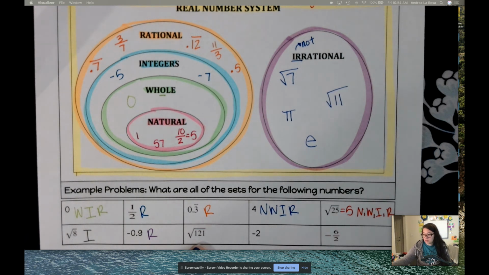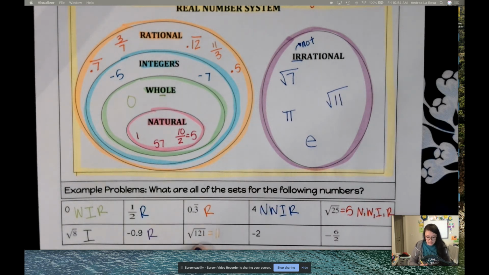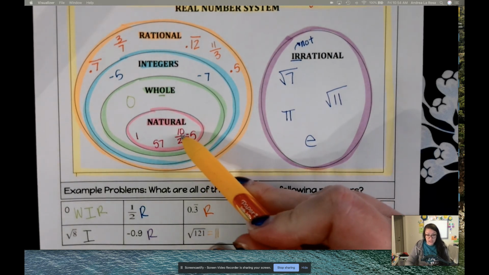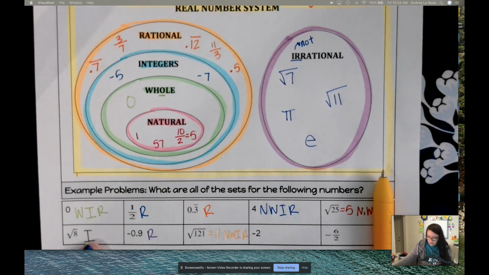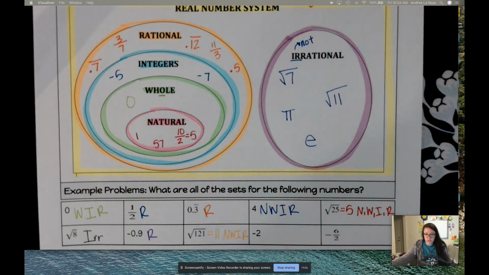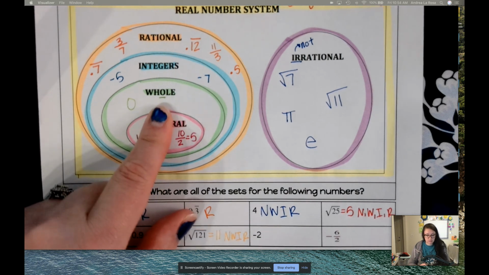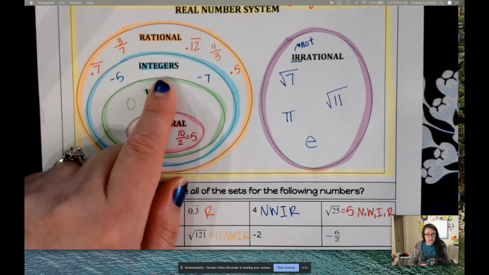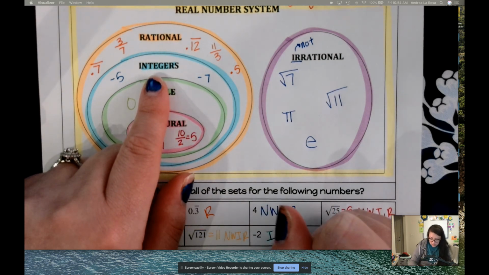The square root of 121. Simplify. I get 11. Where would 11 go? 11's natural, and I toothpaste out. So natural, whole, integer, rational. I should put IRR so we know it's irrational. IRR is for irrational. Negative 2. Not natural, I can't count to negative 2. Not whole, not a 0. Integer, it's a negative on my number line. So that would be an integer and rational.